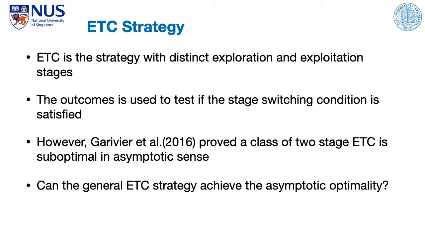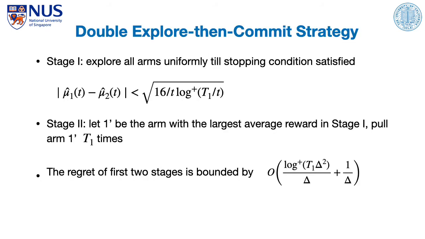We answer this question by proposing an algorithm with 2 exploration and exploitation stages. The algorithm achieves the asymptotic optimality. For simplicity, we use 2 arms to introduce our main idea. For the first stage, we pull all arms uniformly till the stage switching condition is satisfied. Then for the second stage, we let 1' be the arm with the largest average reward in stage 1 and pull it t1 times. The regret of the first stage then is bounded.